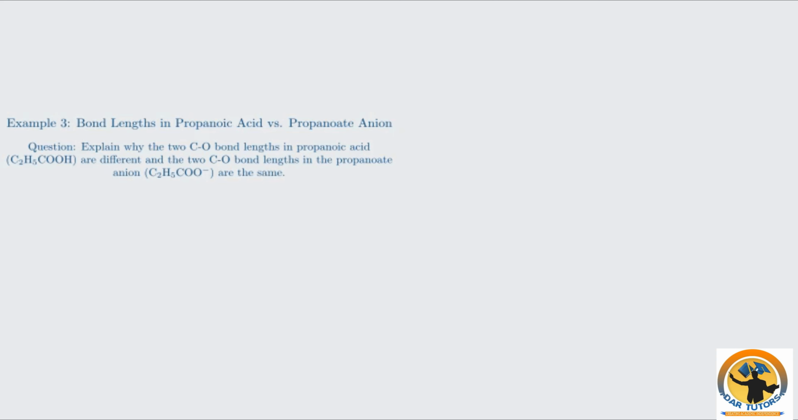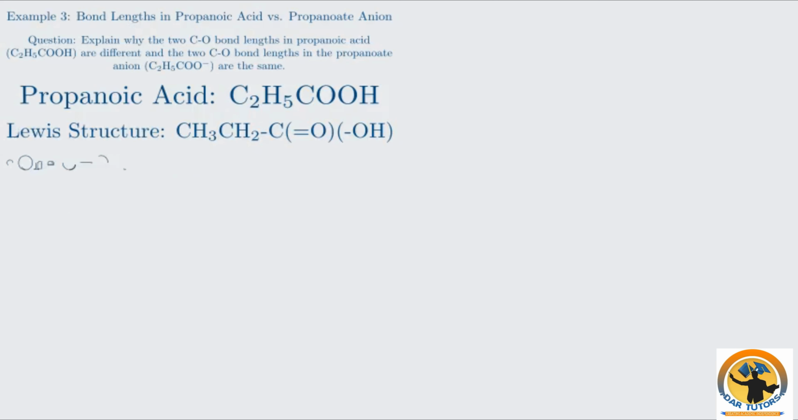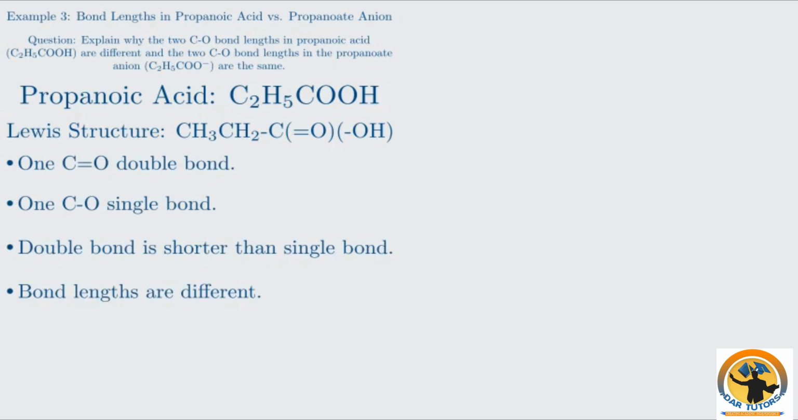the carboxyl group. In propanoic acid, the bonding is best described by a single Lewis structure, not multiple resonance structures. There is a distinct C=O double bond and a C-O single bond. A double bond is shorter and stronger than a single bond due to the pi bond's contribution. Therefore, we would expect the C=O bond length to be shorter than the C-O bond length, which is what is observed experimentally. Now, let's analyze the propanoate anion C2H5COO⁻, which is formed when propanoic acid loses a proton.